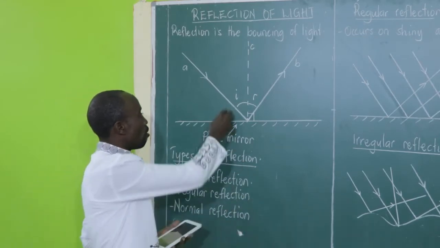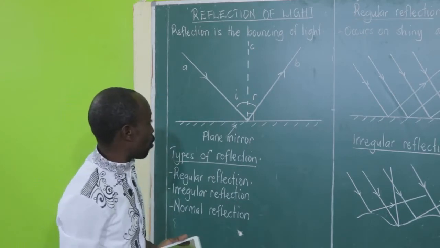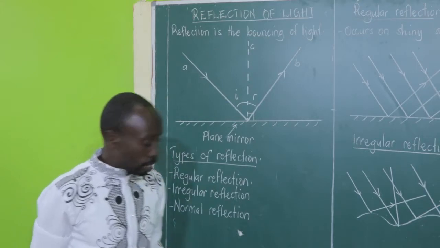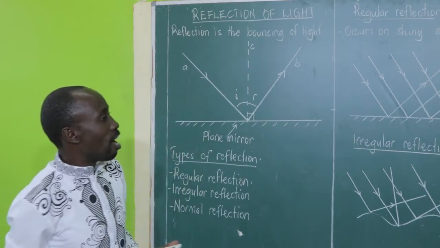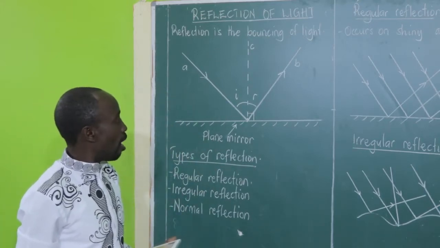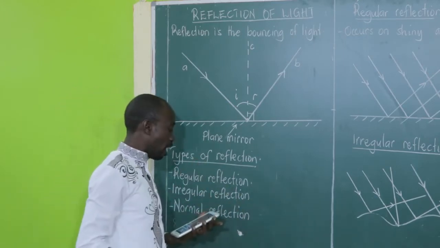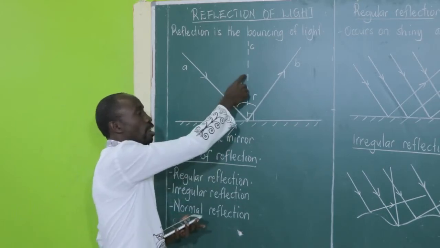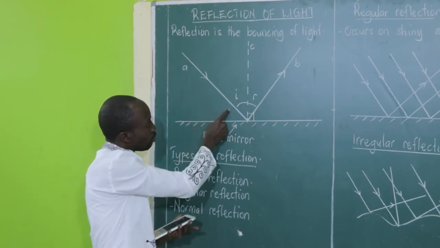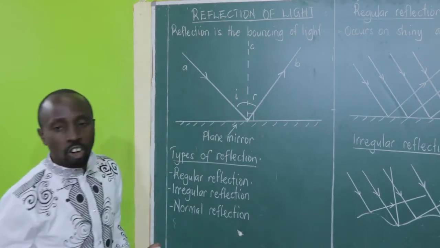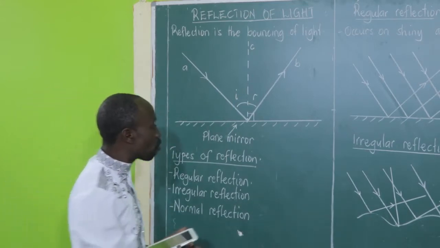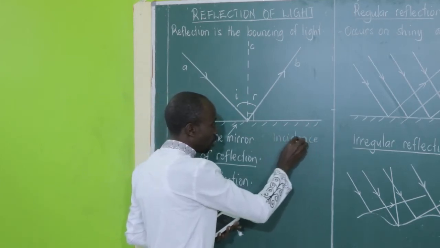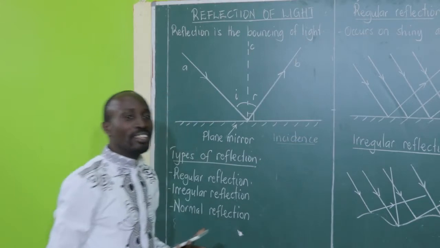Okay. Now we have these two angles here. We have angle I and angle R. Angle I simply means the angle of incidence. The angle of incidence is the angle between the incident ray and the normal. So the angle between the incident ray and the normal is called the angle of incidence. Don't forget this is incidence, not incident. Okay? That word there, incidence.